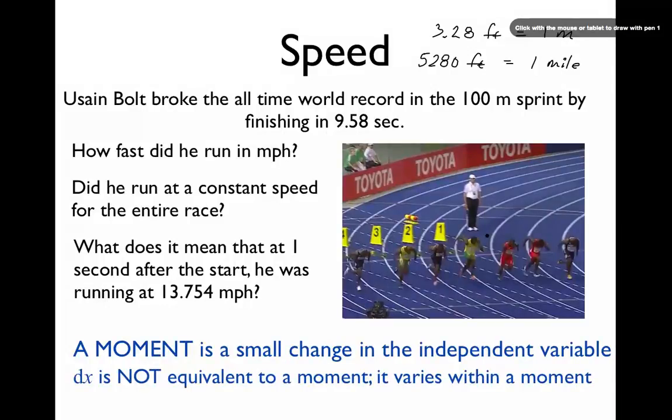All right, so here's the difference. dx is not equivalent to a moment. dx will vary, remember dx is a variable, within a moment. So we'll have a moment, the moment in question, and then we're going to let dx vary in that. So dx is small, even smaller, and it varies in the moment. Okay? So dx is smaller than the moment, and it varies in the moment. So it can vary, say, from 0 to whatever the width of the moment is. Okay? And we'll keep talking about that too.